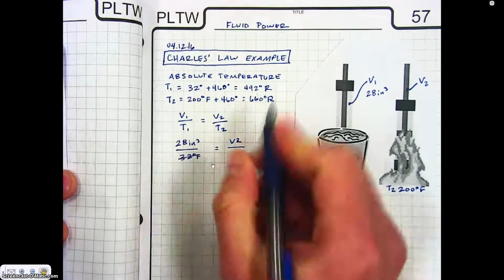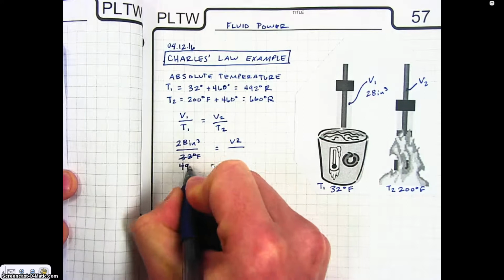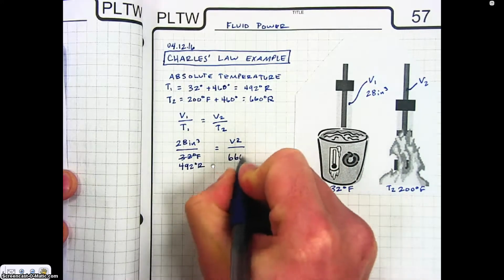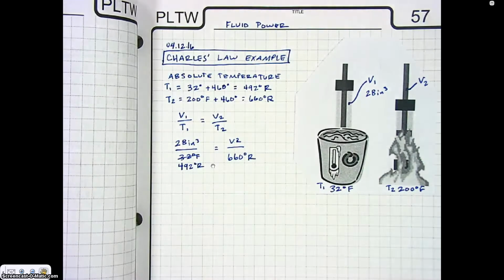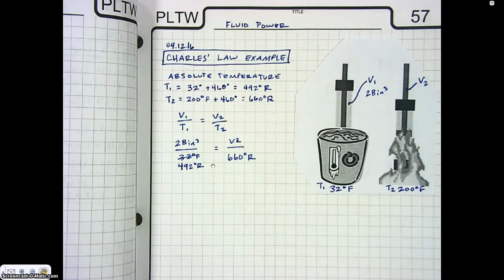You see what I did? I made a mistake there. We need to use the degrees Rankine, so it should be 492 degrees Rankine, and this number should be 660 degrees Rankine. For the formula to work, you have to have the temperature in that unit.